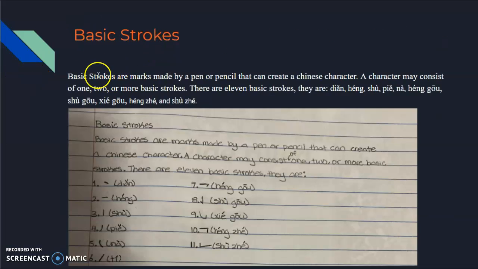Basic strokes. Basic strokes are marks made by a pen or pencil that can create a Chinese character. A character may consist of 1, 2, or more basic strokes. There are 11 basic strokes. They are dian, heng, shu, pie, na, ti, heng gou, shu gou, xie gou, heng zhe, shu zhe.